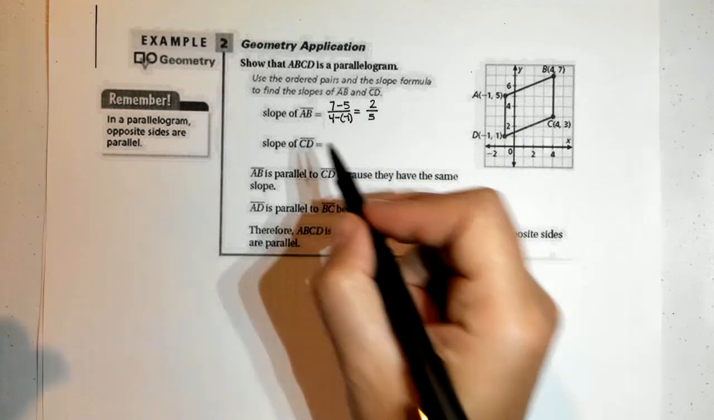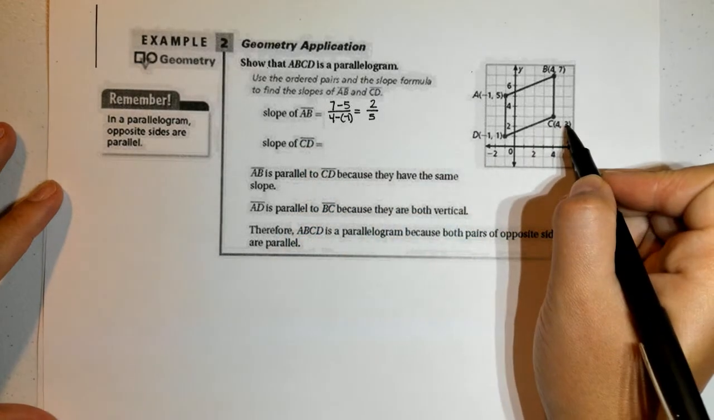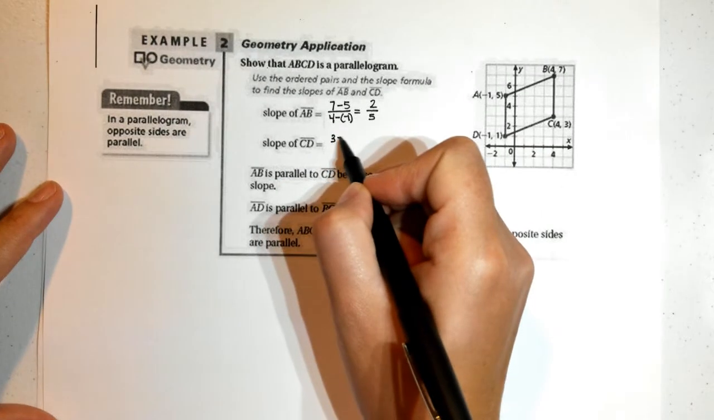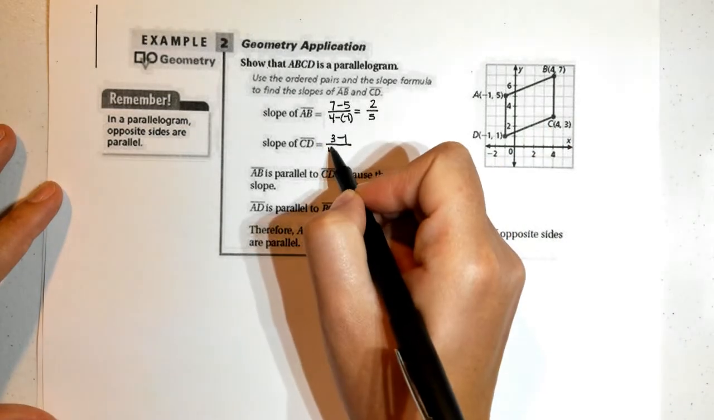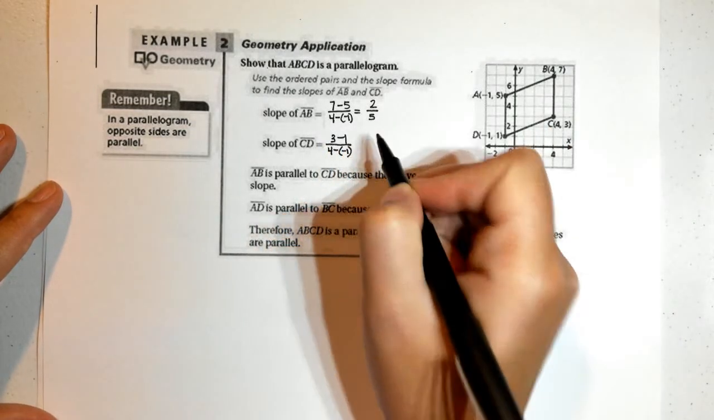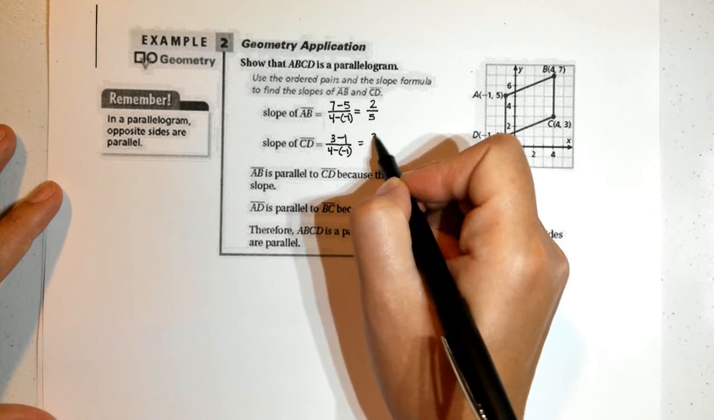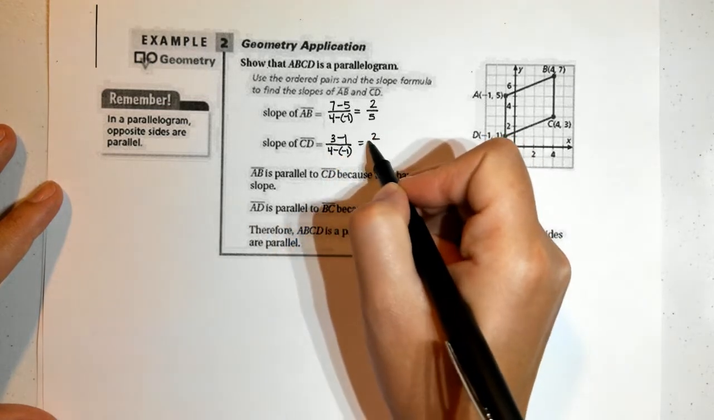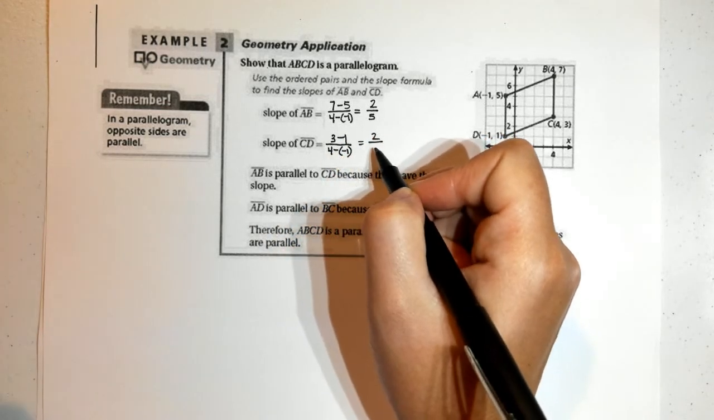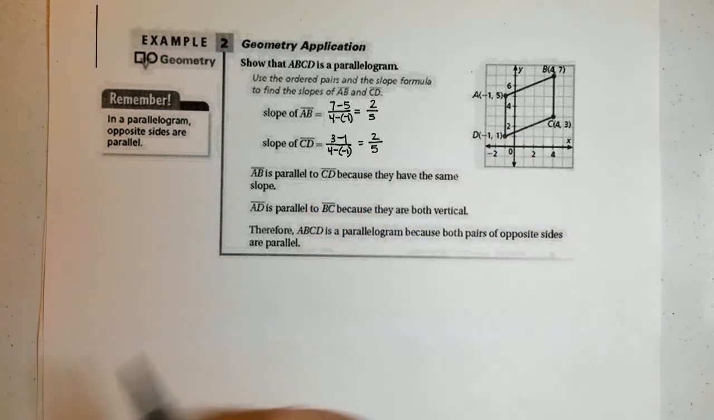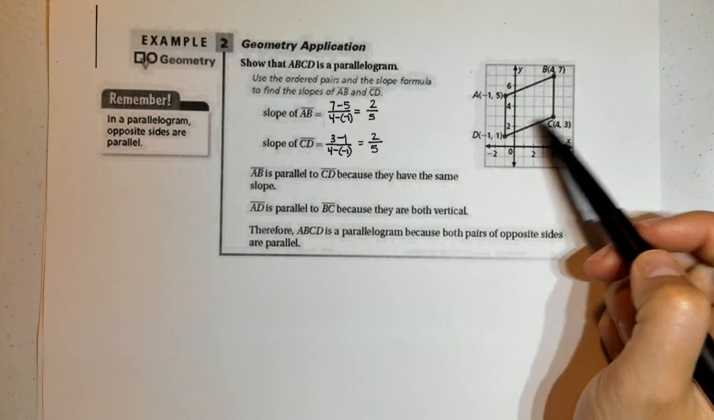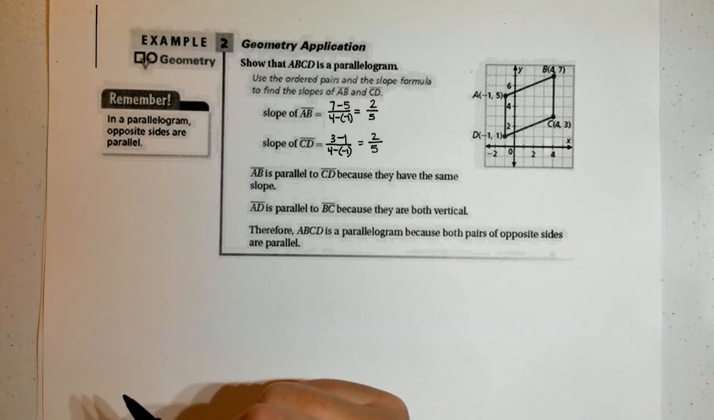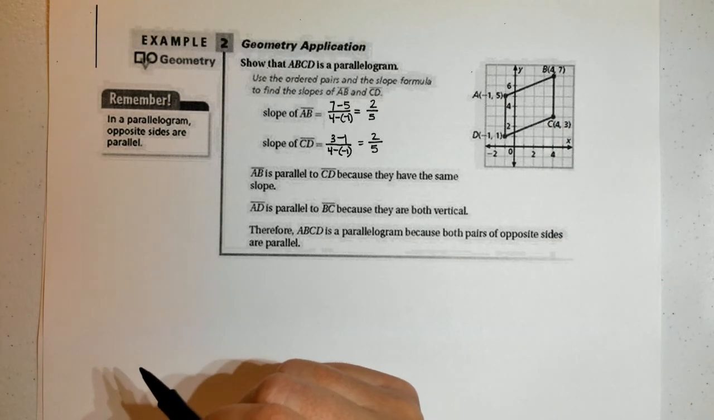And then I'm going to repeat that process with CD. So I have 3 minus 1 over 4 minus negative 1. 3 minus 1 is 2. 4 minus negative 1 is 4 plus 1, which gives me 5. So here both my slopes are 2/5. So that means AB is parallel to CD because they are the same slope.